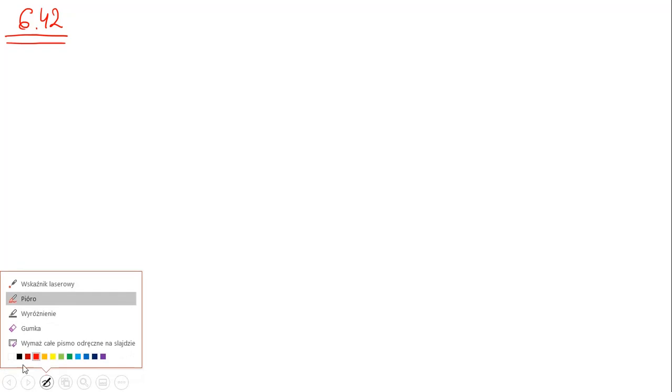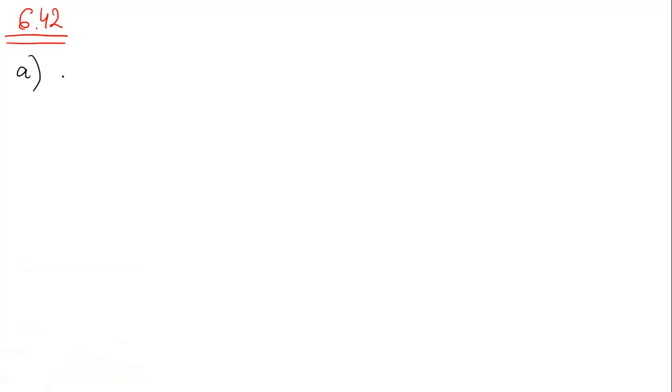So we will start with 6.42, very simple exercises in the beginning. So the first example is 3 over x times x squared over 6. Right, so we have to multiply those two fractions, which are algebraic fractions because we have x's.